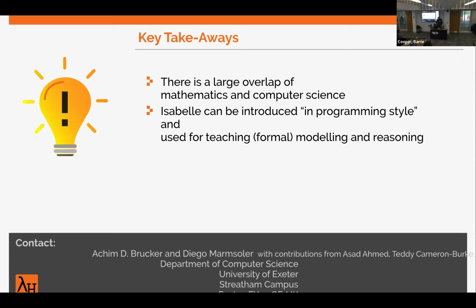The conclusion is, I think there's clearly a large overlap between mathematics and computer science. In particular, if we're talking about theorem provers, we are not only implementing them, we are also formalizing mathematics and using formalized mathematics. So I think clearly we should work together in those areas.